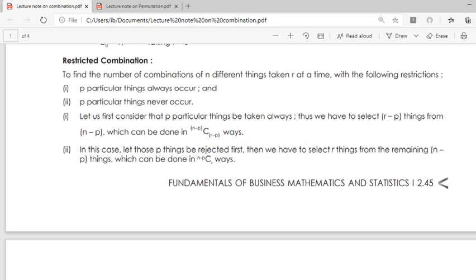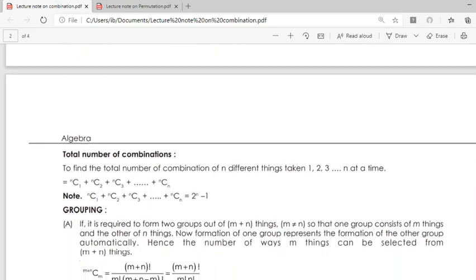It's like you have a collection of n different things taking R at a time. If you now say P must occur, it's like you take P from R, and that will now be n minus P combination R minus P. We'll explain that more when we do examples. Now, if P never occur, in such a case you are going to have n minus P combination R.